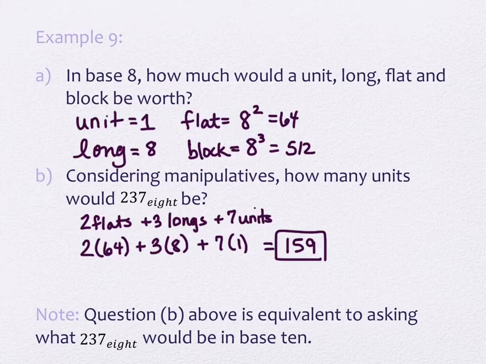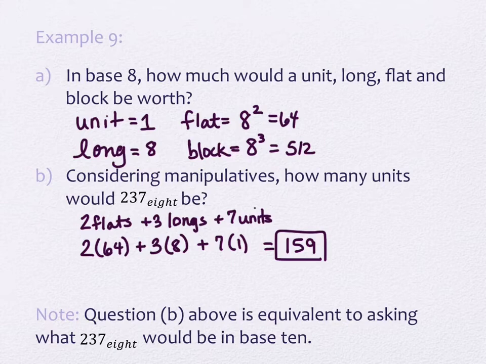Note that this question that we just answered in part B is equivalent to asking what the number 237 base 8 would be if you wrote it as a base 10 number. So if I broke apart all those blocks and then reassembled them into a flat that's size 100 and longs that are size 10 and units that are size 1, what would I get? Well, I'd have 1 flat and 5 longs and 9 units in our base 10 system.